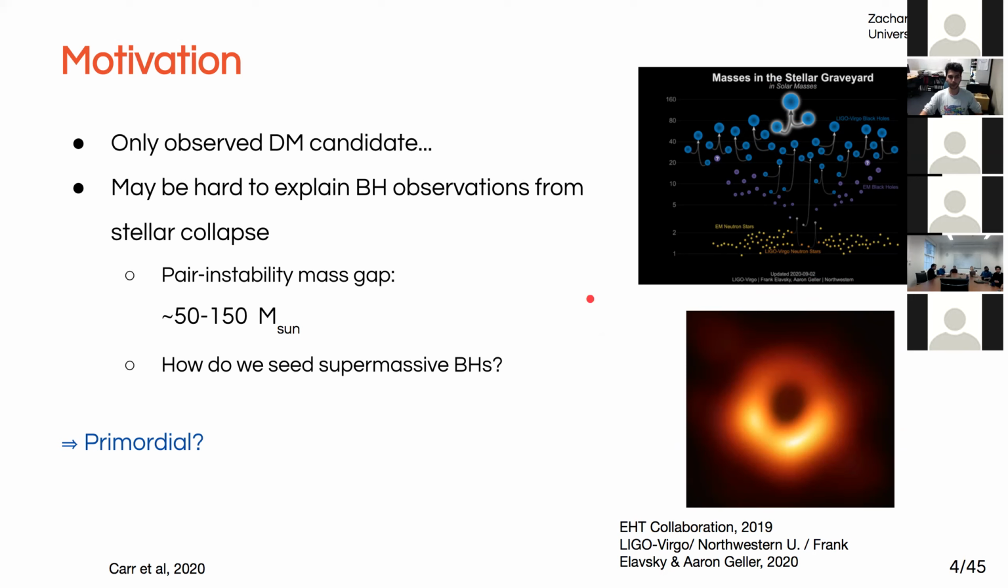There's this thing called the pair instability mass gap, where a sufficiently large star, roughly in this 50 to 150 solar mass region, although that's a bit controversial perhaps, will produce electrons and positrons more efficiently, and that will just explode the star and it won't leave any remnant. So it's hard to produce black holes in that mass range. And it seems like we're seeing them. So the question is, are these primordial in origin? Are they formed in the early universe?